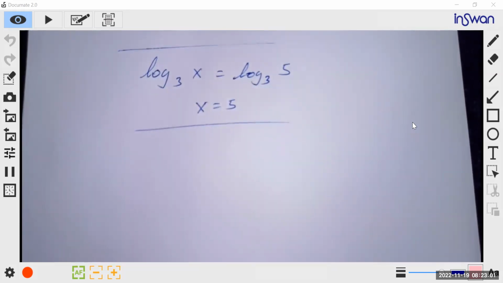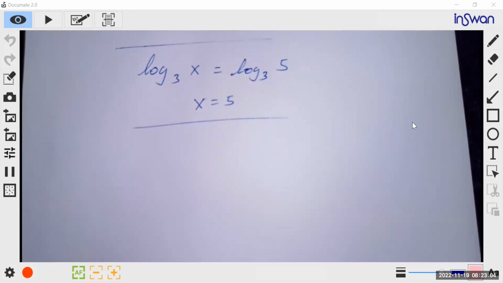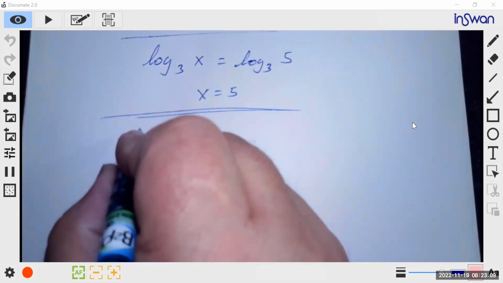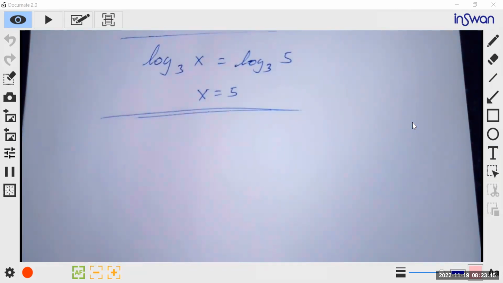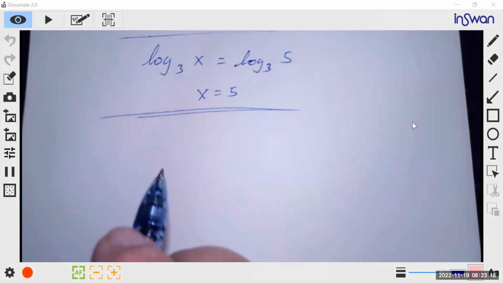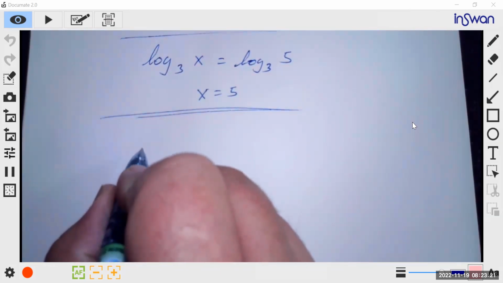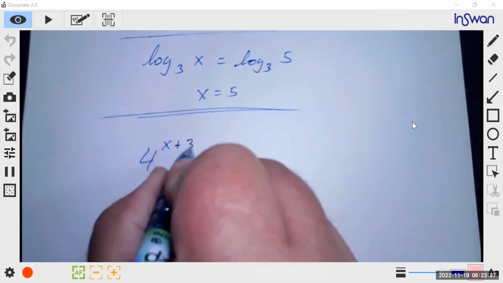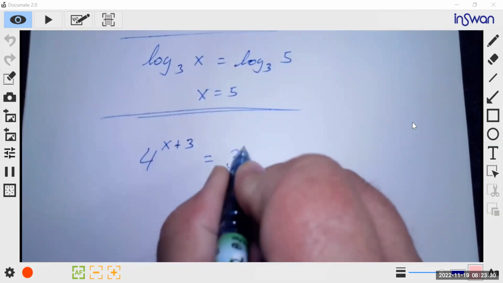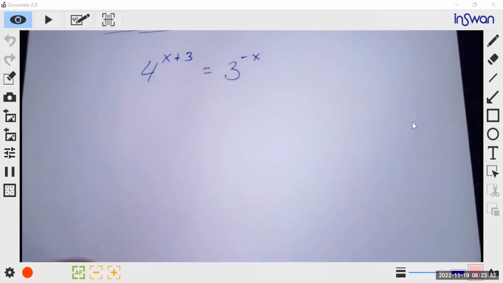What if, well, let's do some more. No, we'll use these now. So what if I had this equation? 4 to the power x plus 3 is equal to 3 to the power -x. They're not the same bases. So how do we fix that?